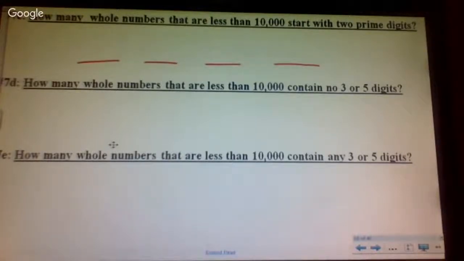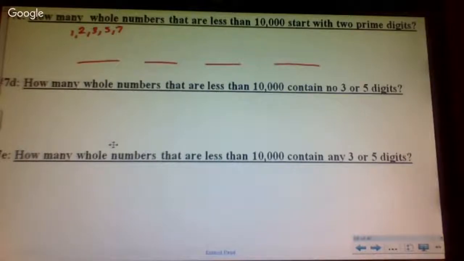Prime digits are numbers that can only be divisible by 1 and itself. So it's 2, 3, 5, 7, and what's the other one? There's one more. 9? 9's divisible by 3. I think somebody said it and I just missed it. 1. They're digits, so they're just one number. Okay, so 1, 2, 3, 5, and 7.